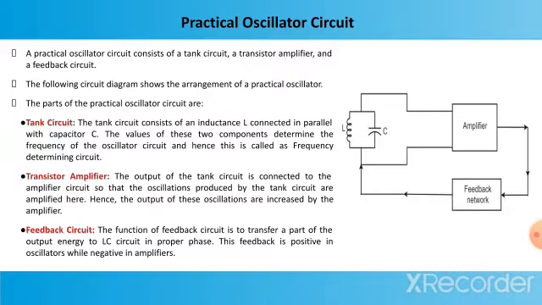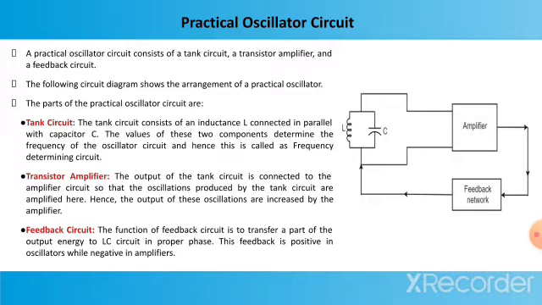The parts of the practical oscillator circuit are: first one is a tank circuit, that is where L and C components are present. The tank circuit consists of an inductance L which is connected in parallel with the capacitor C. The values of these two components determine the frequency of the oscillator circuit, and hence this is called as frequency determining circuit. Next we will talk about the transistor amplifier.